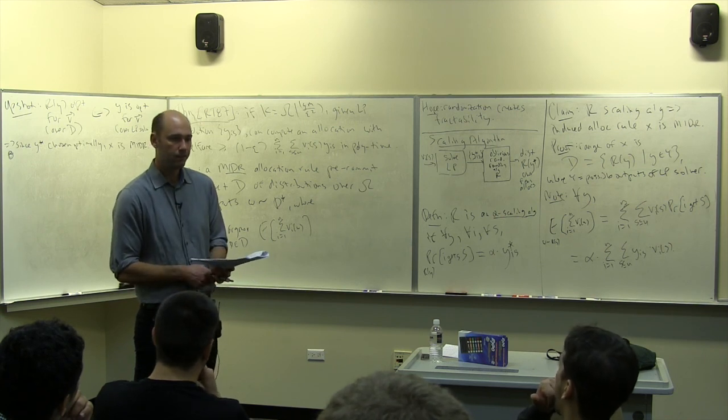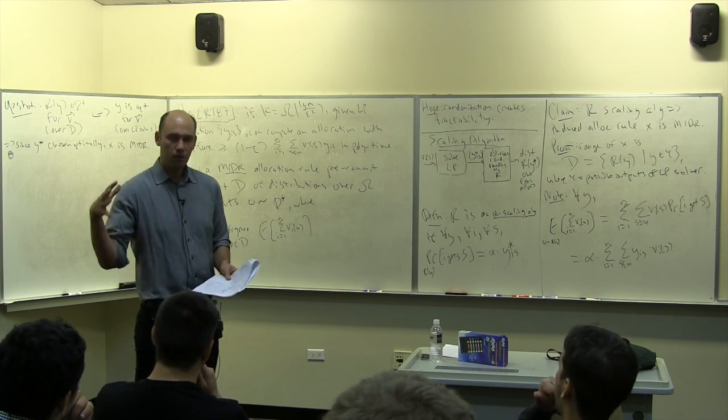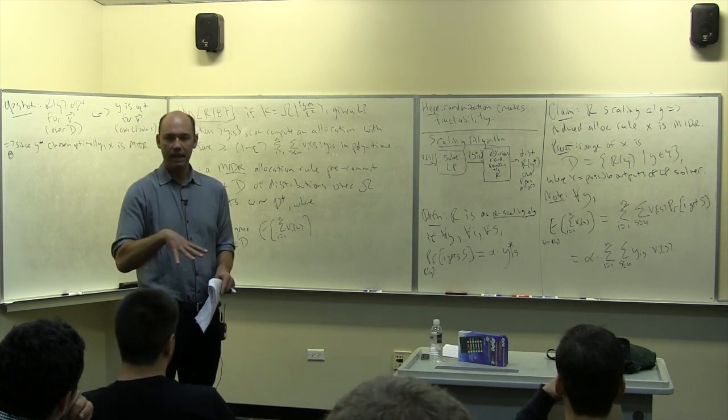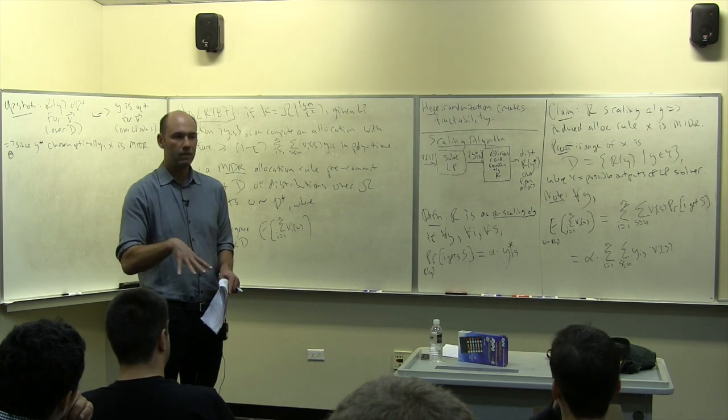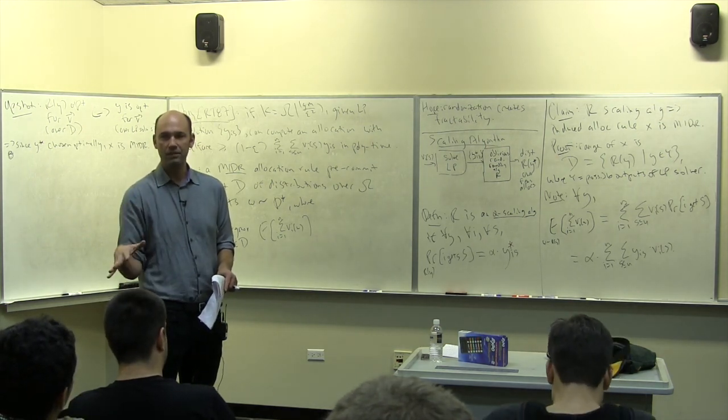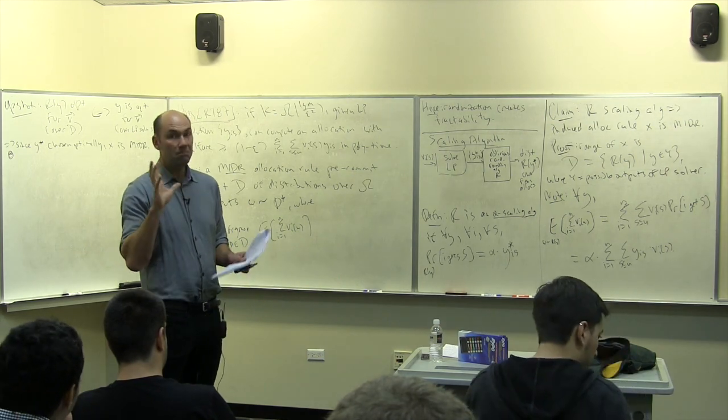Any questions? Okay. So what you should now appreciate is that if we can come up with these alpha scaling algorithms with alpha close to 1, we're happy. We're going to get good approximations. It's going to be MIDR, so it's going to be DSIC.